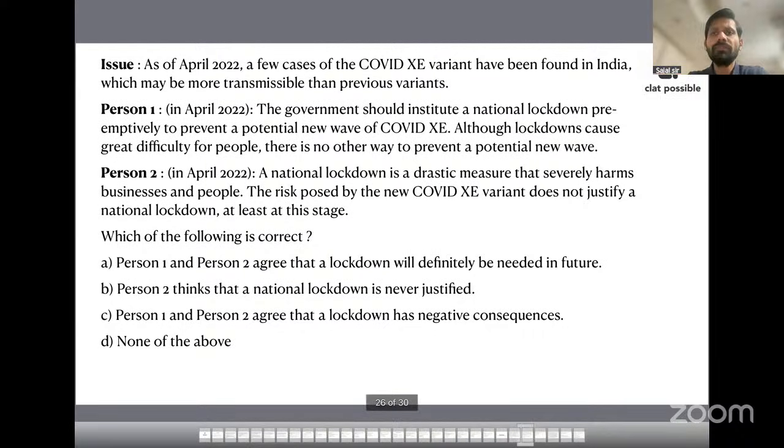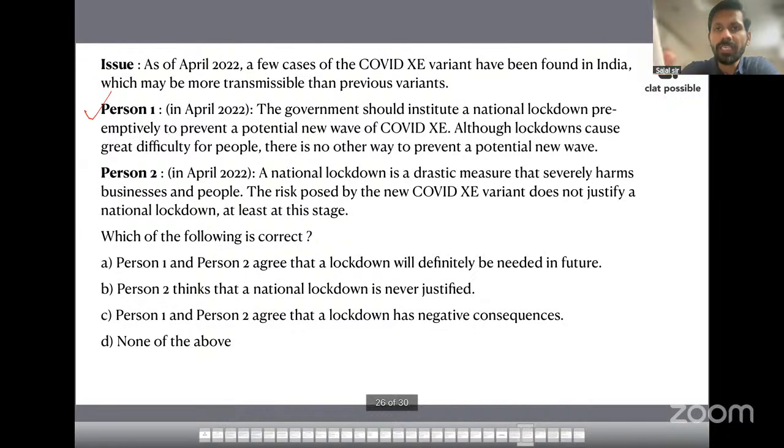Let's do this one. As of April 2022, a few cases of the COVID XZ variant have been found in India, which may be more transmissible than previous variants. The government should institute a national lockdown. So this is the issue, and this is person one's take on it: they should institute a national lockdown preemptively to prevent the potential wave of COVID XZ. Although lockdowns cause great difficulty, there is no other way to prevent a potential new wave.